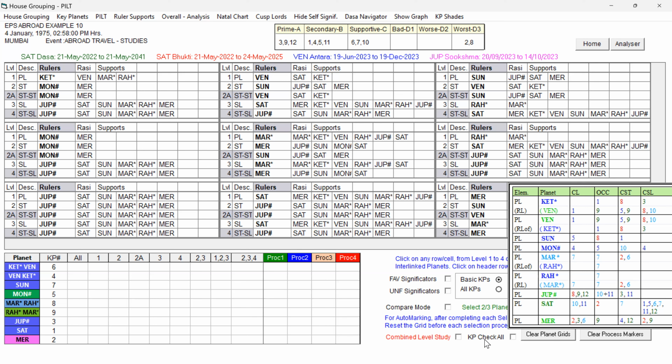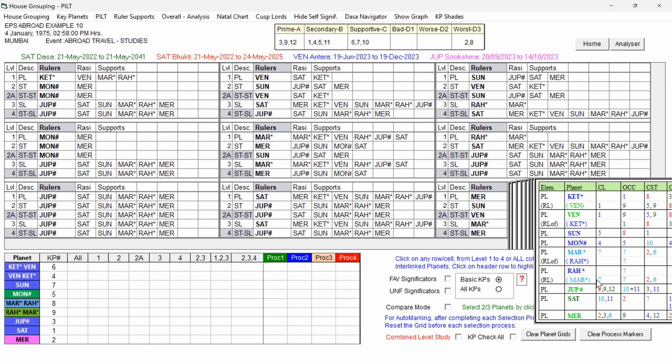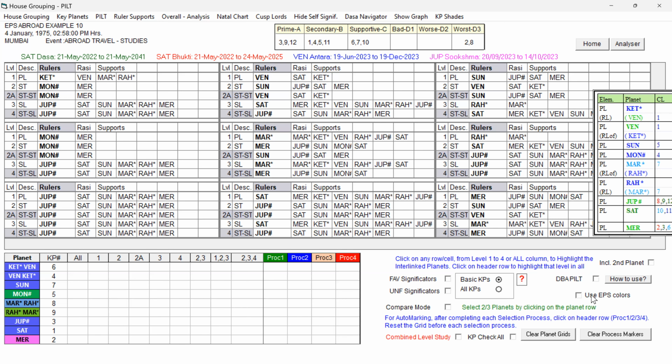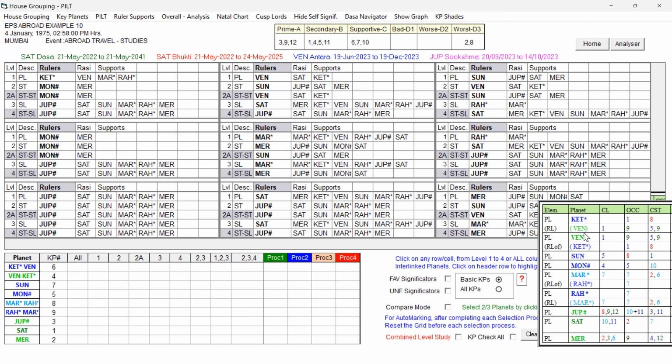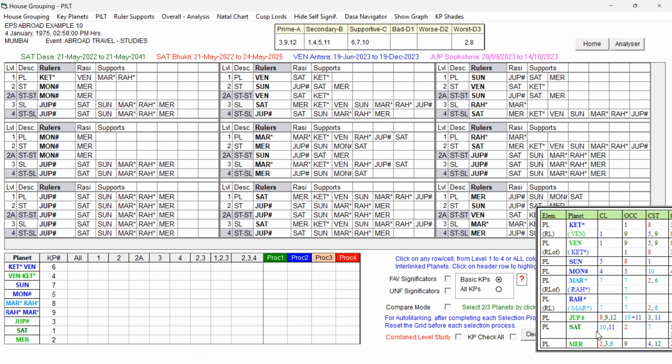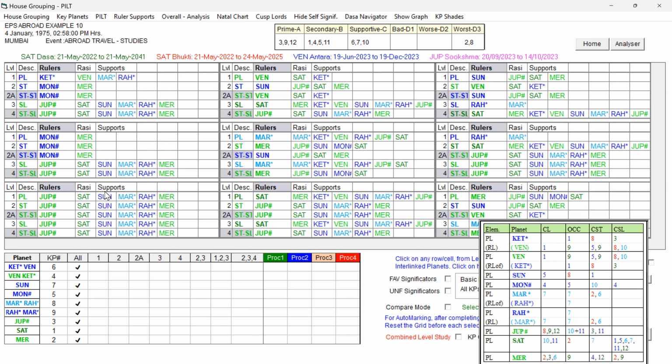Now for this example, I will use KP check all. Before that, I will choose the use EPS colors. It means the colors that we gave in the EPS table for the EPS study, I want to use those instead of the KP shades of the software. Now all the colors we have chosen have been given in all the grids of all the planets in the rulers and supports.